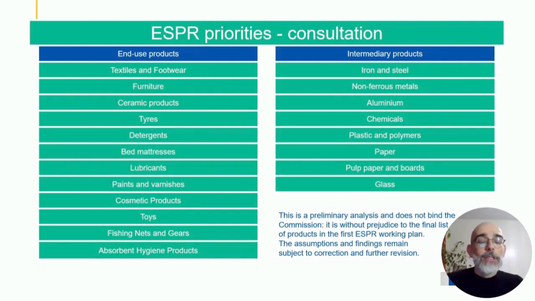But I want to call your attention to some specific products, such as ceramic products, iron and steel, or aluminium, because these products are also construction products. So in practice, what we need is to establish a clear link and a clear connection and minimize as much as possible the burden of manufacturers falling under both regulations.